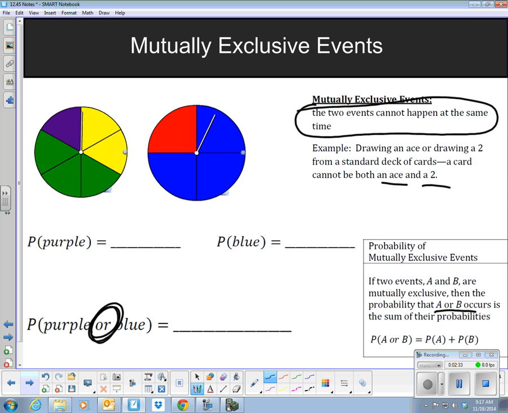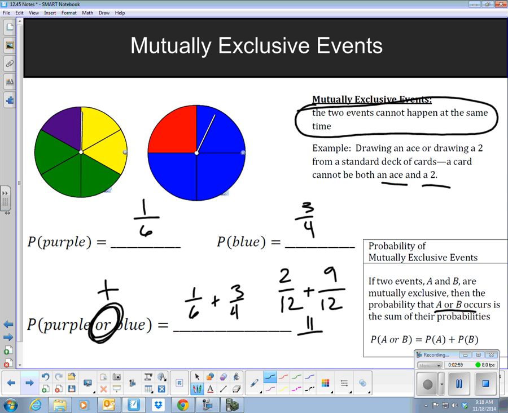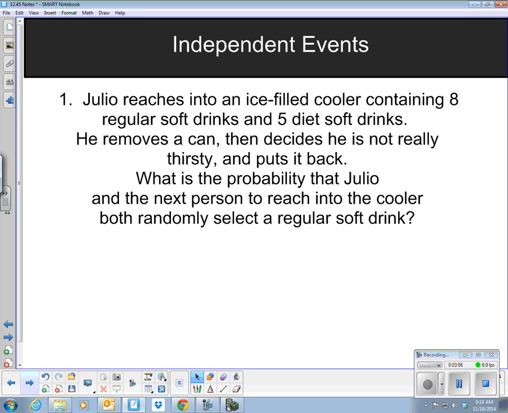And the big idea here is whenever you see or, that's what you're going to add. So and means multiply, or means plus. So purple is going to be 1/6. Blue is going to be 3/4. So probability of getting purple or blue is 1/6 plus 3/4. And here is where you need to test your fraction game and see if your fraction game is strong. So the probability of getting a purple or a blue is going to be 11 out of 12. So you have independent, you have dependent, you have inclusive, and mutually exclusive.